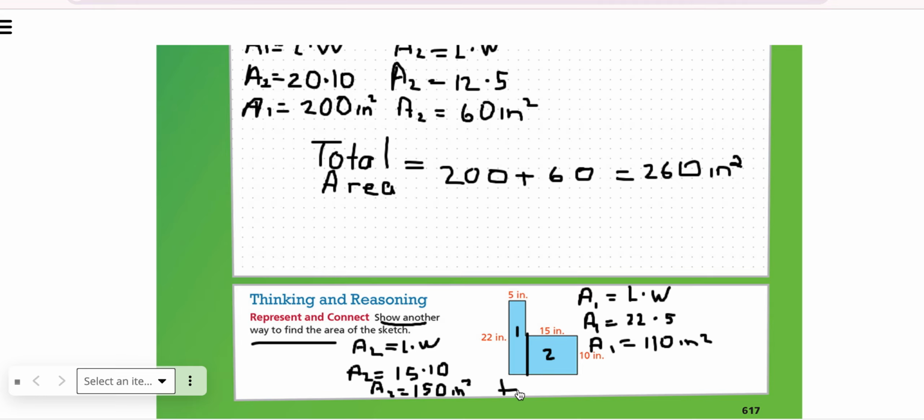To find the total area, remember we're looking for the total area, I have to add 150 plus 110. And when I add 150 plus 110, I get 260, which makes sense because it has to be the same amount. The area didn't change. What changed is the way we cut or decompose, that's the actual word, this polygon into 2 rectangles. All right, let's go to the next page.